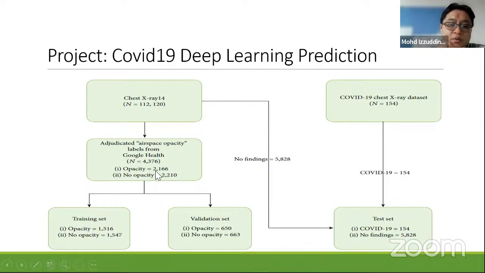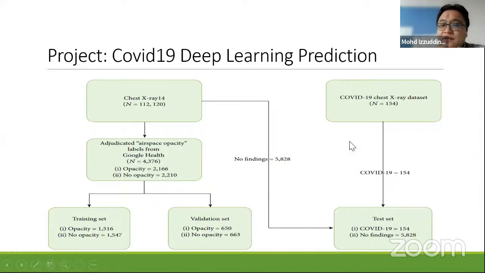Okay, so we found that from the 4,376, 2,166 are with opacity, and the rest are without opacity. Then we divide it into a training set and a validation set. For the training set, we take 70%, if I'm not mistaken, and for the validation set, 30%. Why do we have to divide the training set to get a validation set? So that we know when to stop and can test our hyperparameters, because the data will get overfitted. With this validation set we know exactly when to stop, and our hyperparameters are optimized.